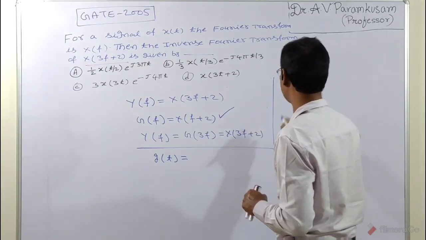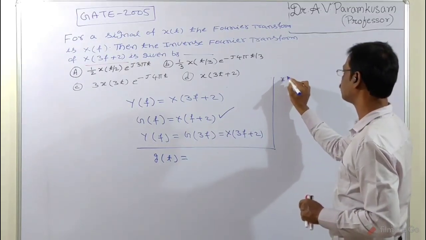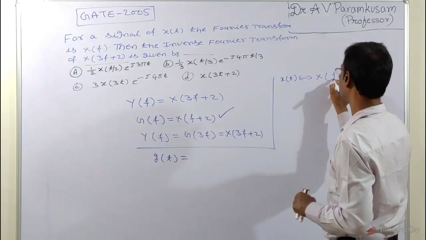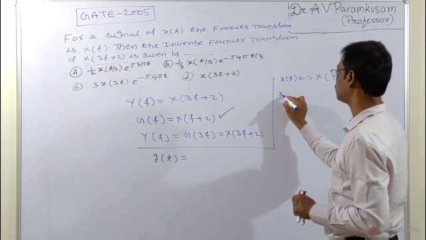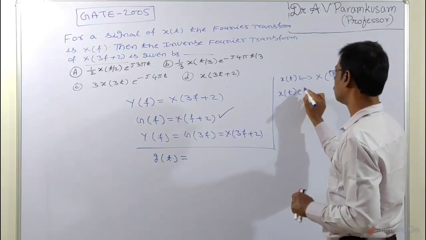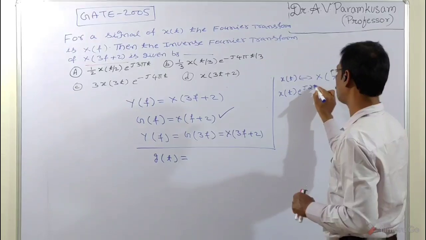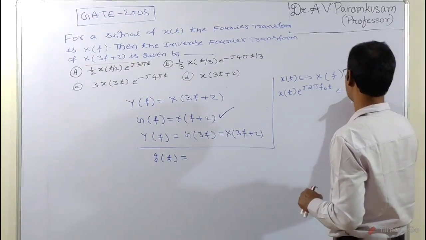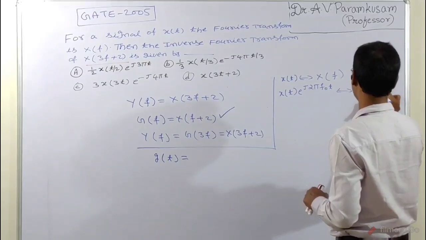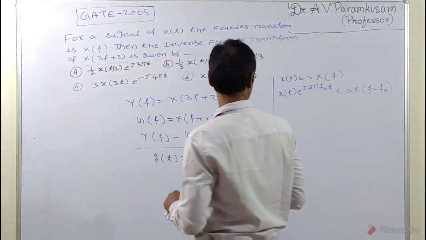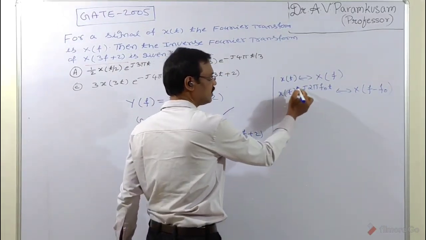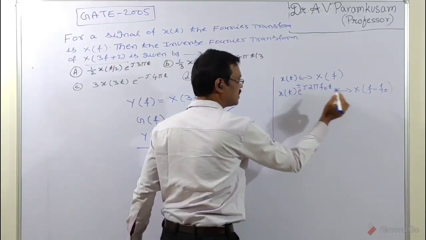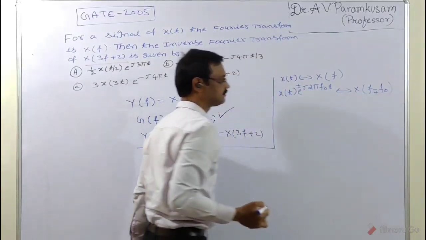What is the frequency shifting property? If the Fourier transform of x of t is equal to x of f, then the Fourier transform of x of t into e power j 2 pi f naught t is given by x of f minus f naught. See here, if it is plus, then you will get minus. So you write plus or minus, minus or plus, like this.